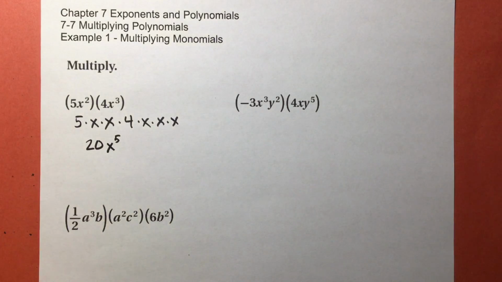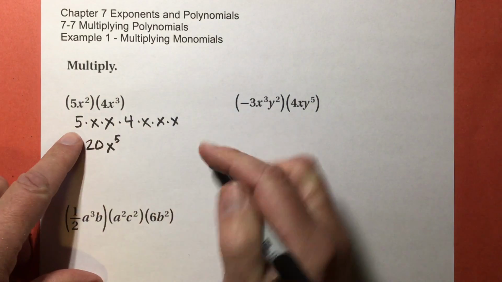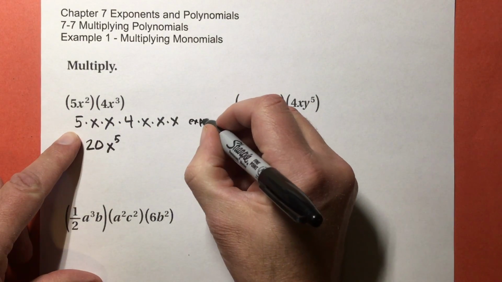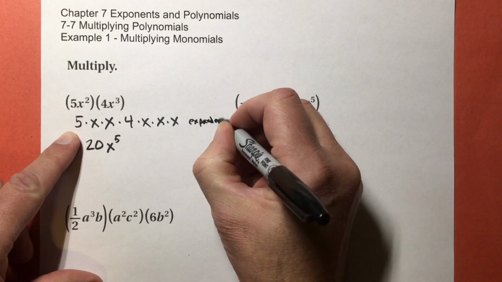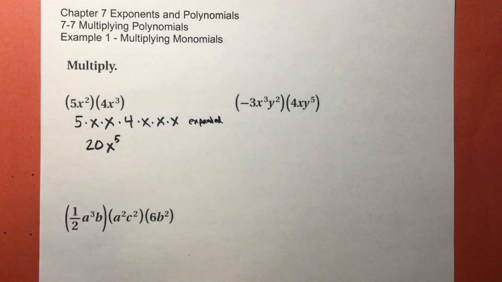So is there a way for us to figure out how to do this without having to write it in what is called expanded form? First of all, I want to say this. You can always write it in expanded form, and I'll do it a couple times so you can see how this works. But is there a way to do it with a shortcut?